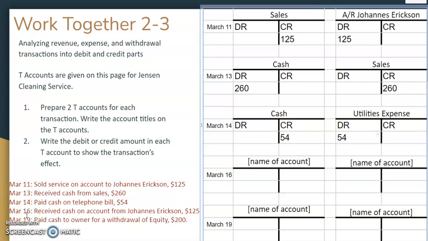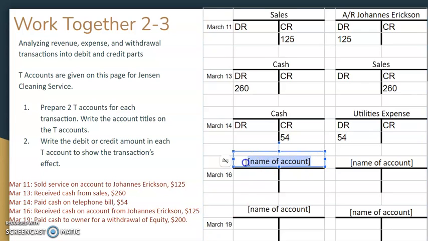March 16th. Received cash on account from Johannes Eriksson, $125. If we receive cash, we know that's one of our two T accounts. And our other one is from Johannes Eriksson. And remember, it's up here that we sold services to her. So it's going to be that same account. Accounts receivable, or A/R, Johannes Eriksson.